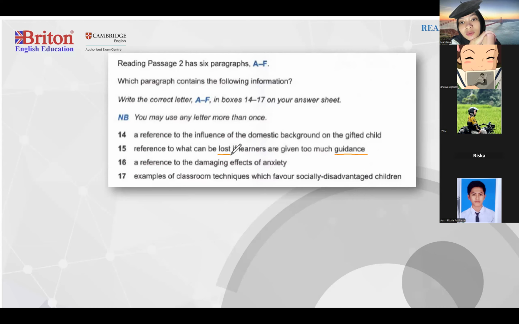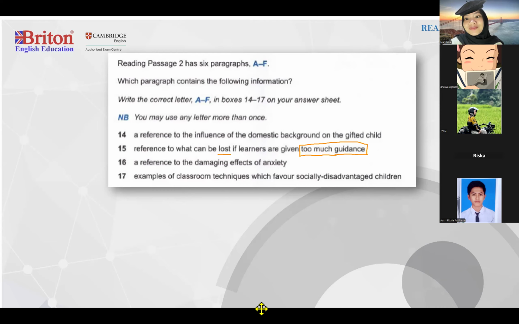Although it's not a very significant keyword to help. Remember, the keyword's function is to find the location of the information quickly. That's the function of keyword. Yes, what? Given too much guidance. Yes, too much guidance. Yeah, that would be the best keyword.